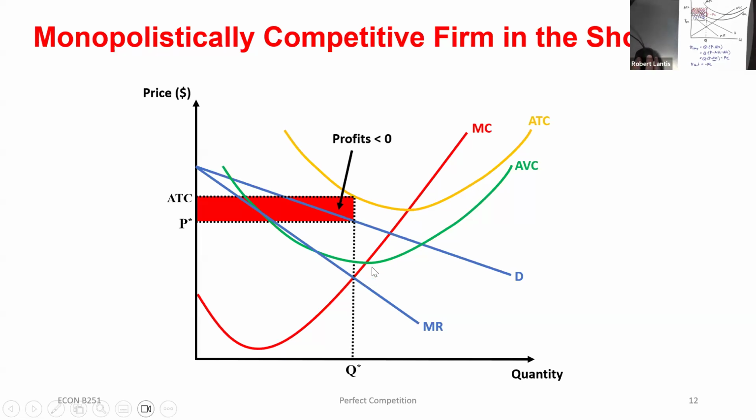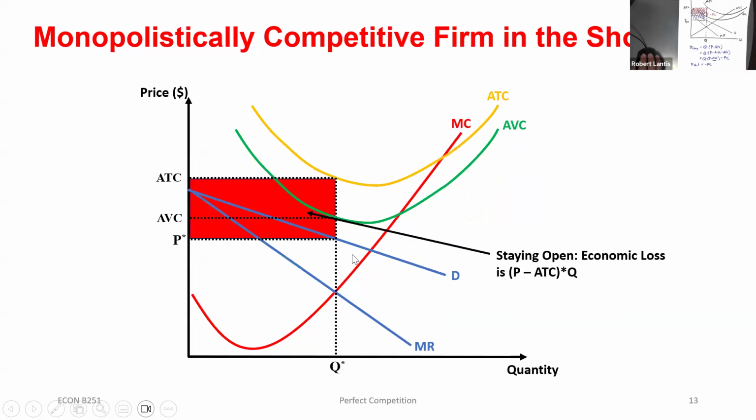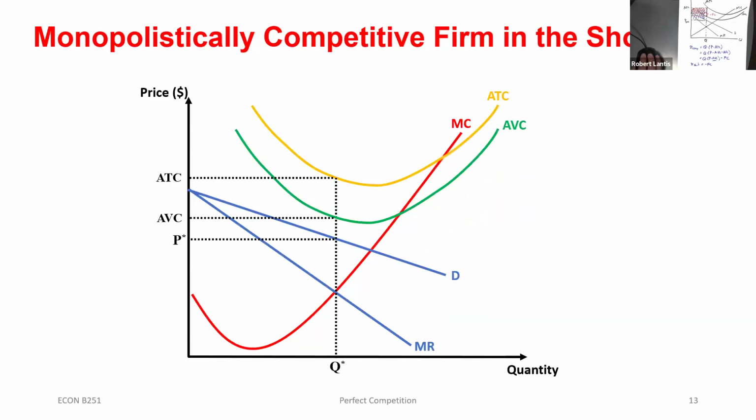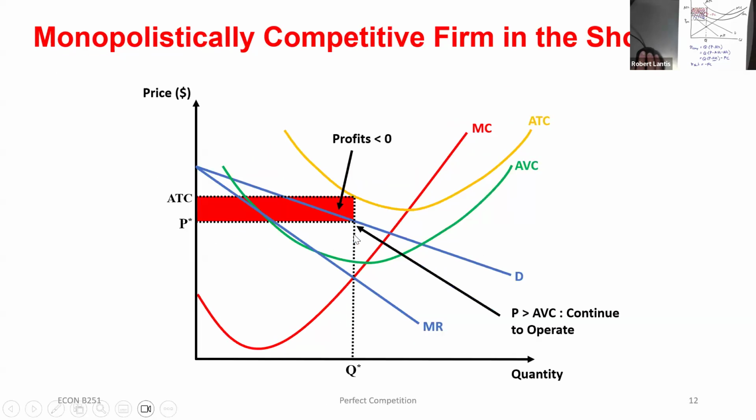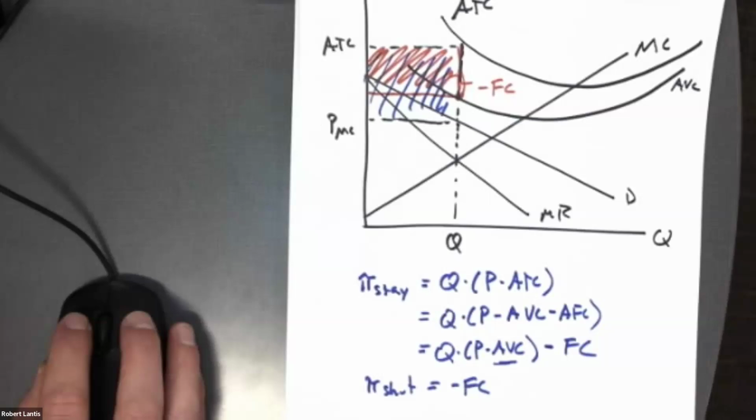However, if I shut down, what would my profits be? Well, my average fixed cost is the difference between average total and average variable. So if I take my average fixed costs and multiply them by the quantity, oops, no, do I have it here? No, there we go. That's not what I wanted. I'll draw this out for us. I thought I had it in the slides, but I didn't.